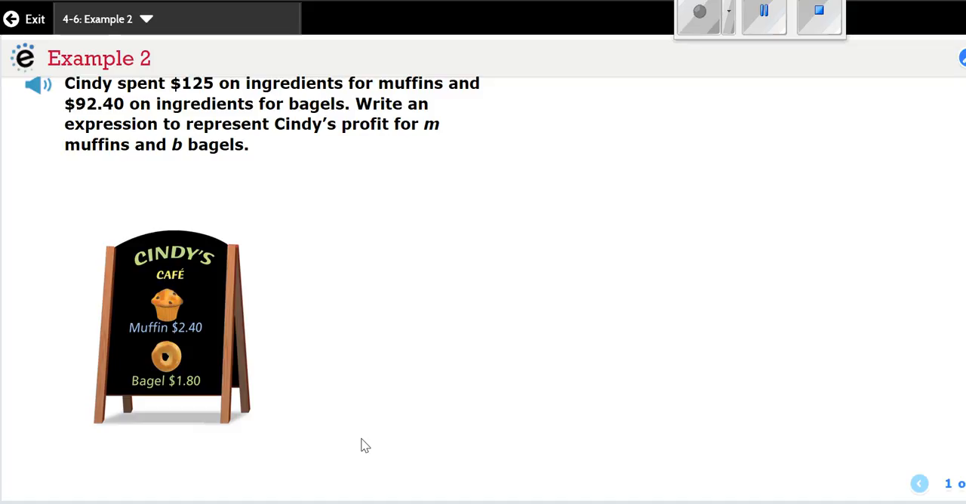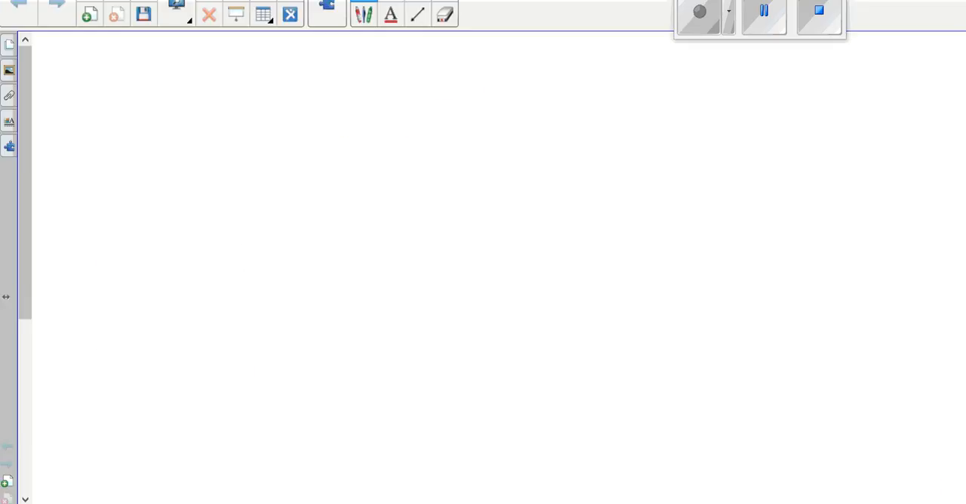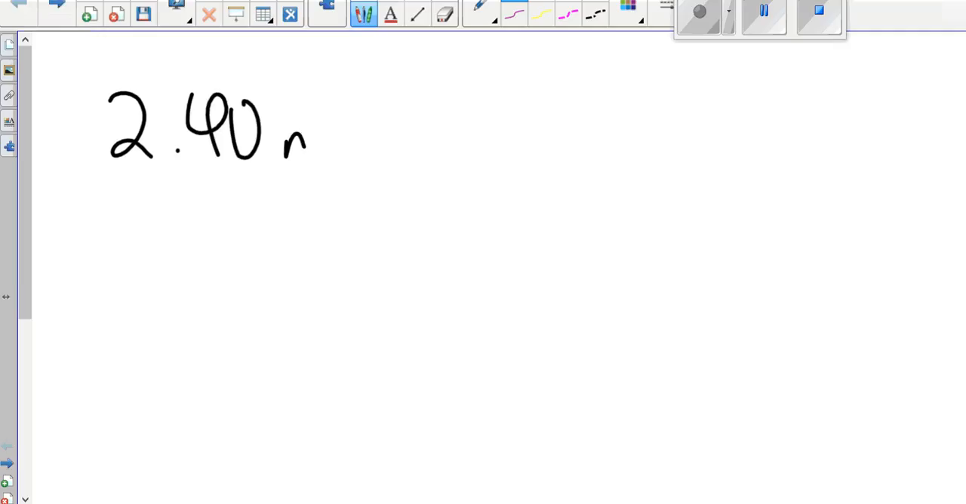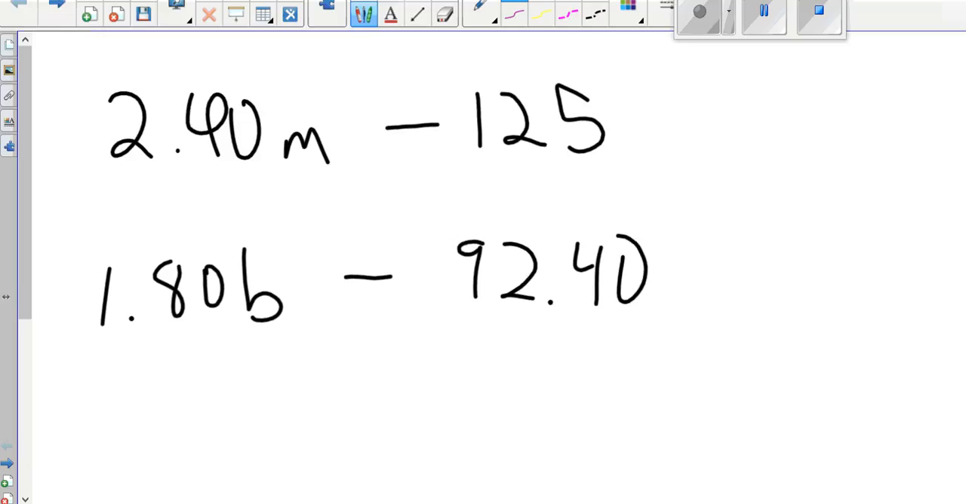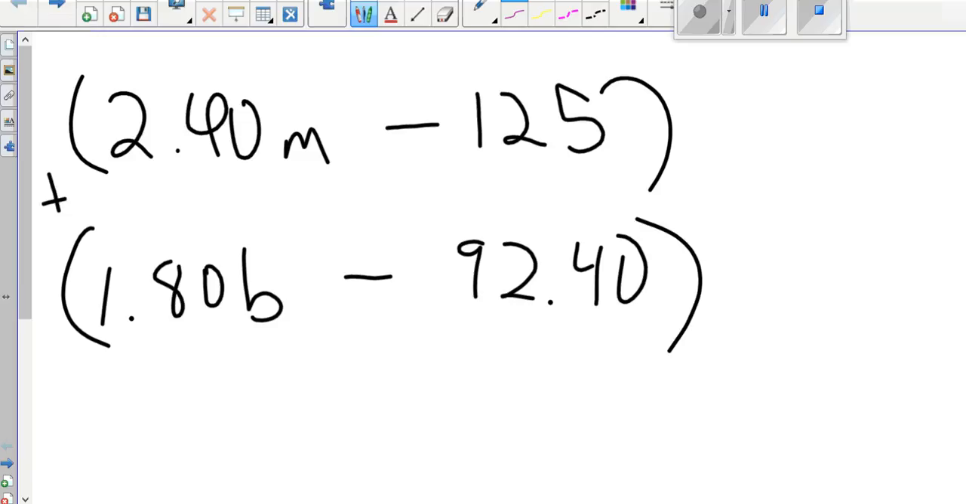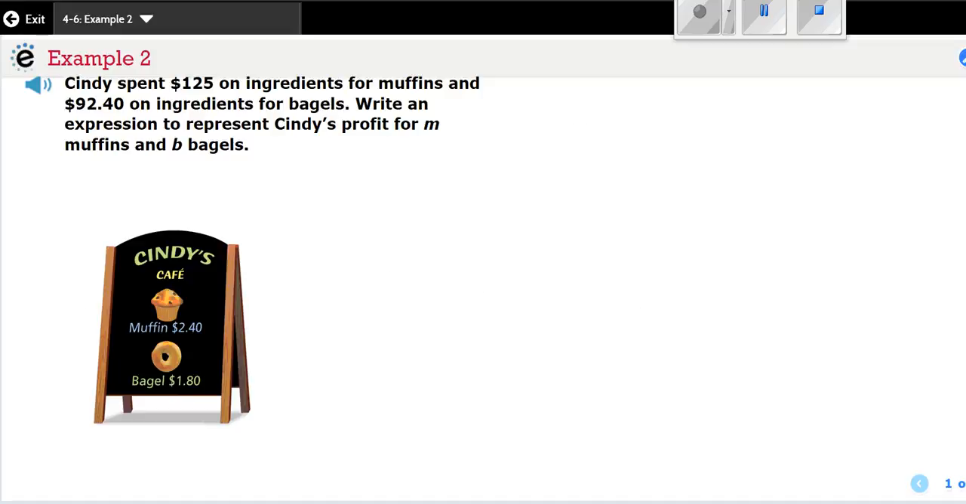But in the end, we come away with those two expressions. Expression 1 was $2.40 times muffins minus how much money was spent, and the second one was $1.80 times bagels minus $92.40. So to get total profit, we have to take what she's doing in both of these and add them together. And as you add them together, we're going to see this taking place.